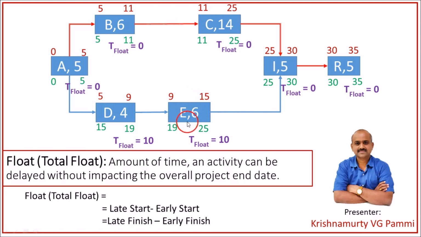Similarly, for the activity E also we have the float as 10. Late finish minus early finish, 25 minus 15, is 10. So activity E can also be delayed up to 10 days under special circumstances. If we incur delay of more than 10 days, then the critical path will change because the project end date is changing, and the critical path will change from ABCIR to ADEIR. So we cannot have delay of more than 10 days on this path. So that's the beauty of knowing the term float for an activity.